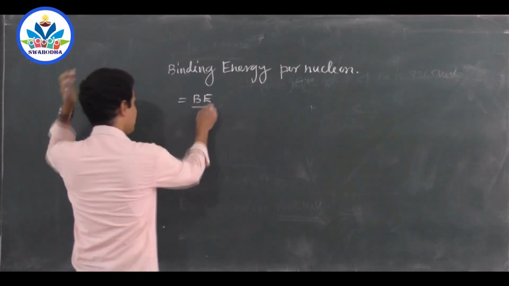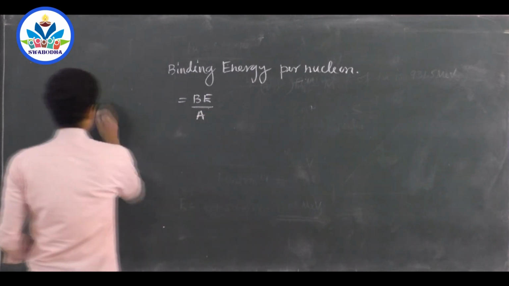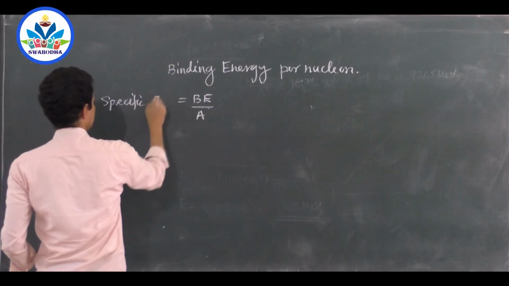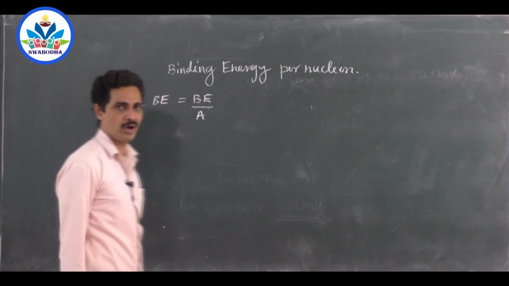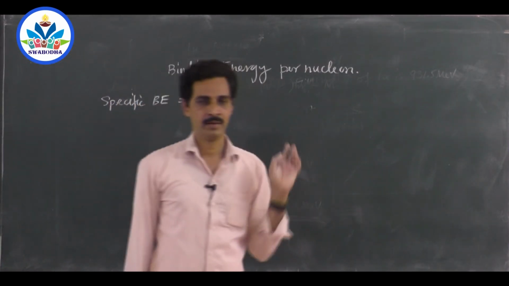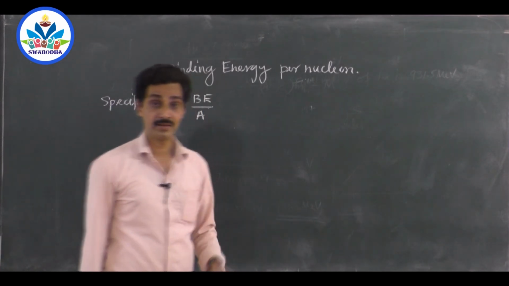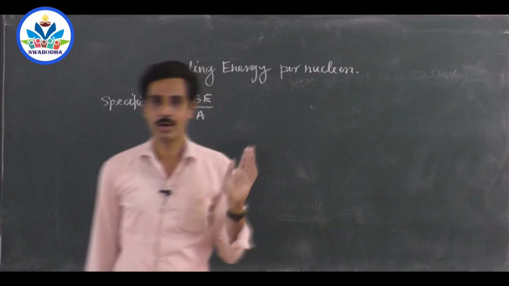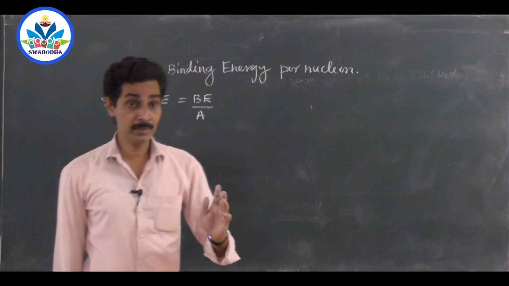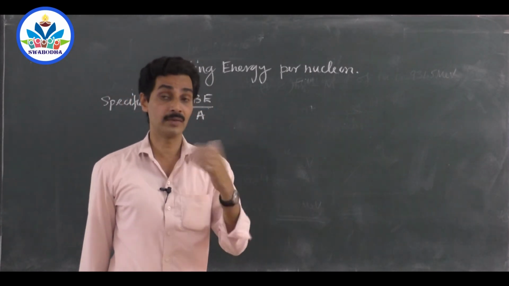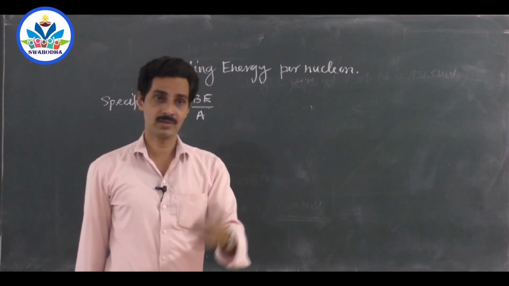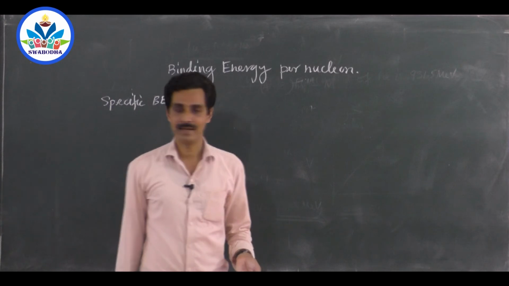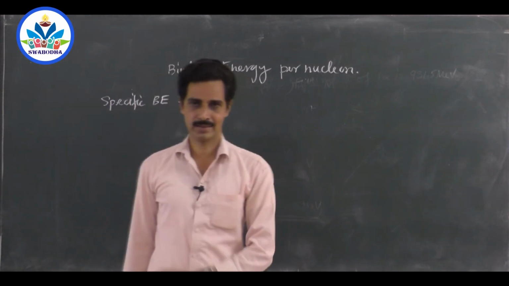So it is binding energy divided by mass number, and there is one more name for this: specific binding energy. The nucleus which has more binding energy per nucleon is stronger. The total binding energy may be more, but when you divide per nucleon, the one with more binding energy per nucleon is stronger. The nucleus with less binding energy per nucleon is not as strong; that is a weaker nucleus.